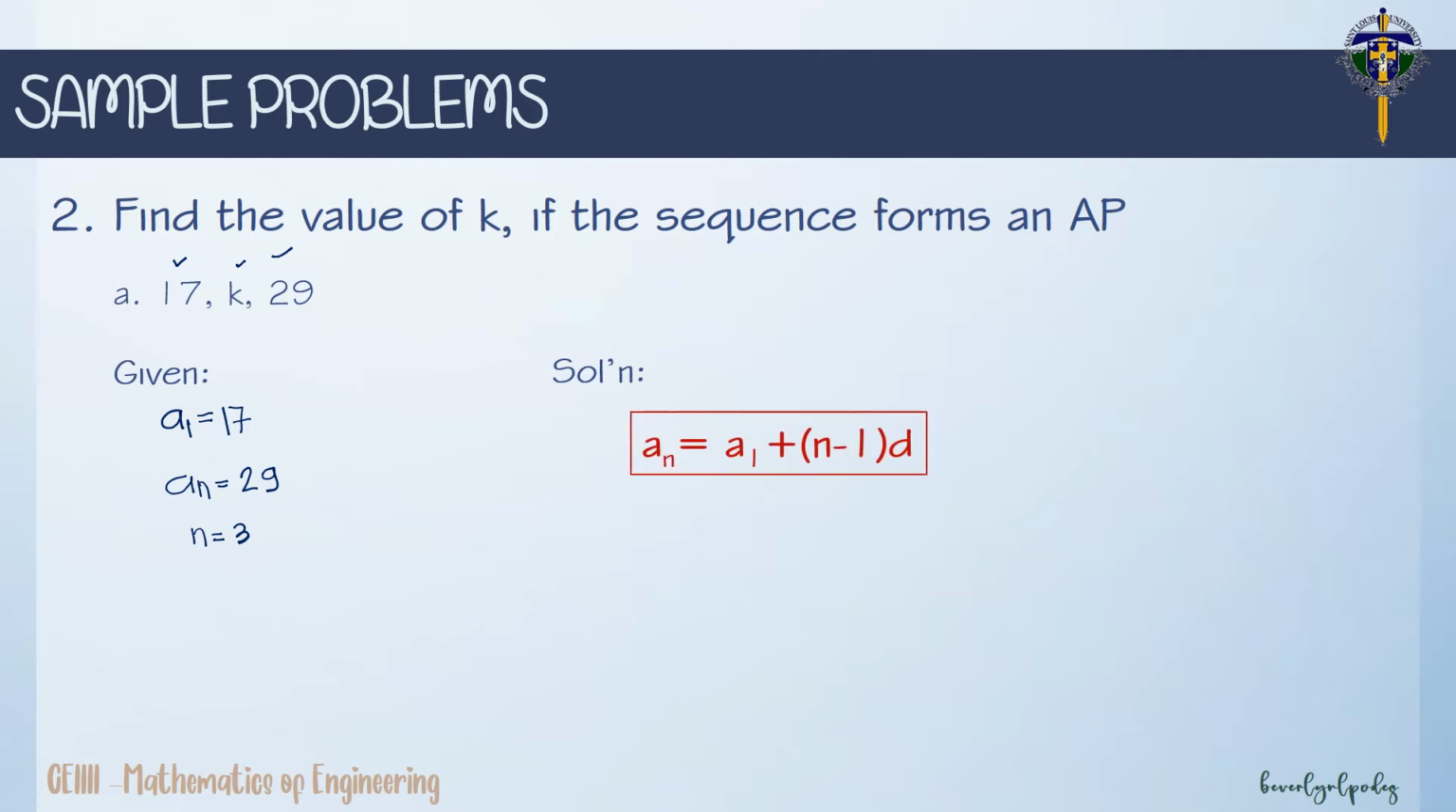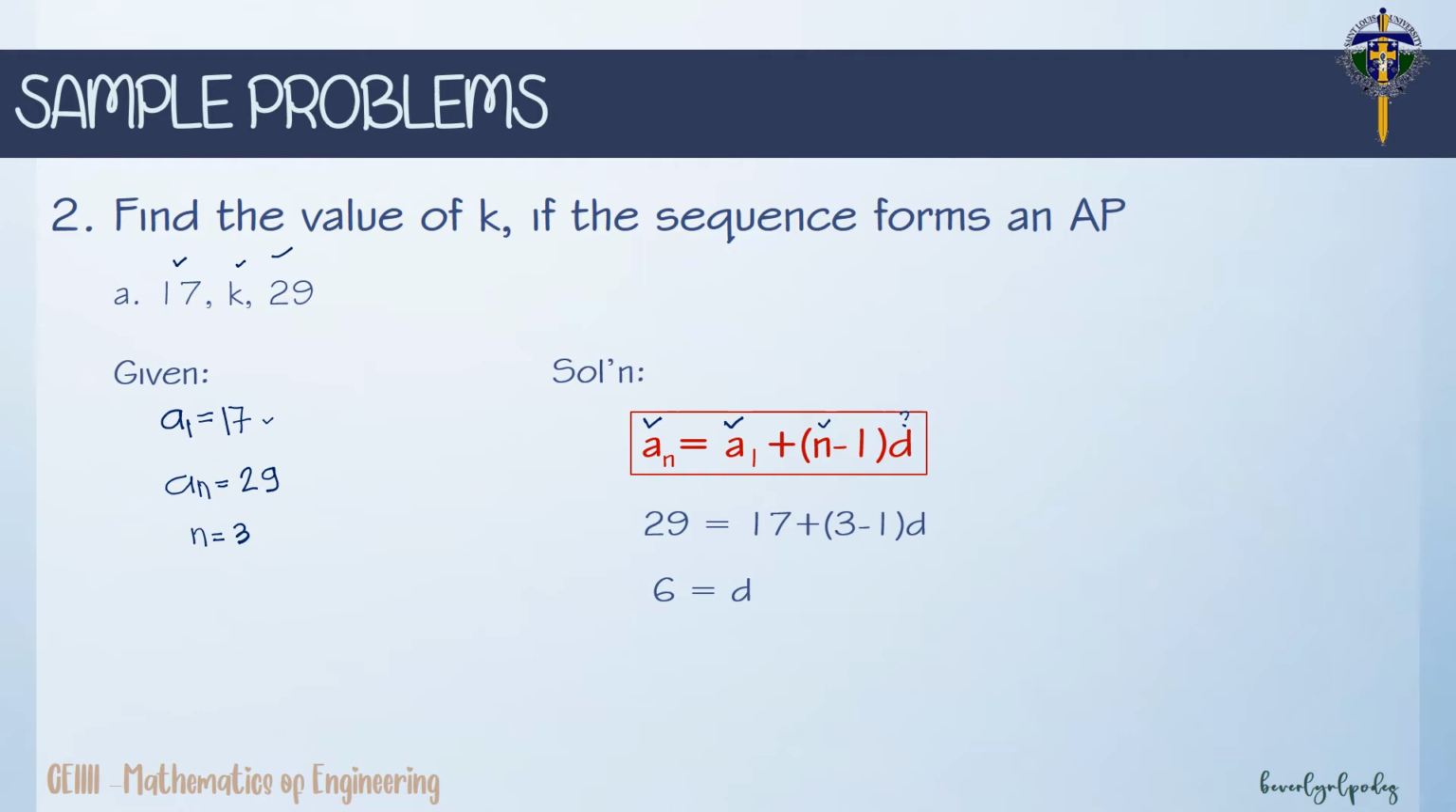Since a_n is given to be 29, the first term is given to be 17, and we know the value of n, we only have one unknown, so definitely we can solve the value of d. Substituting in this equation, 29 is equal to 17 plus (3 minus 1) multiplied by d, one unknown, solvable, so d, or the common difference, is equal to 6.